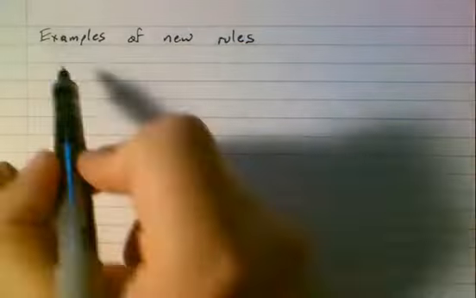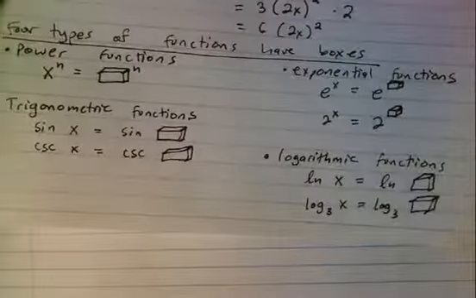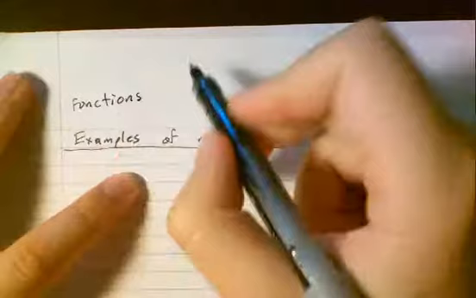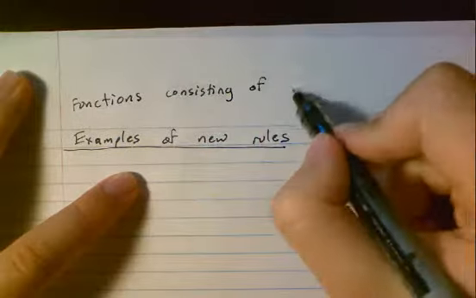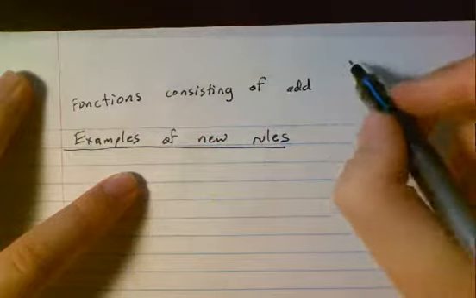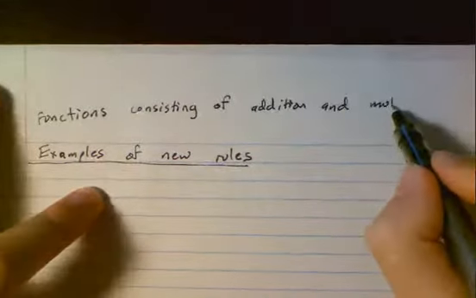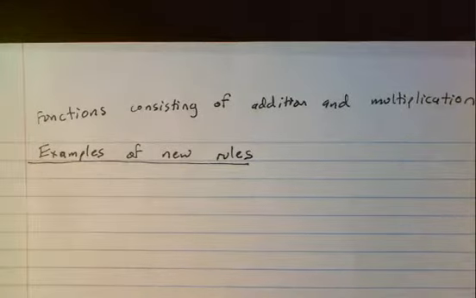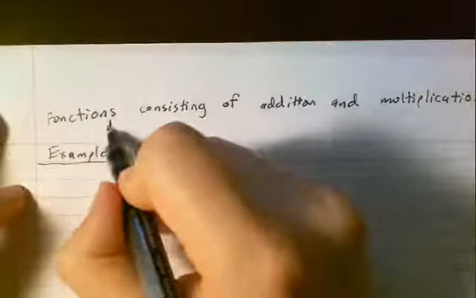Oh, one thing we should add in before we do this, looking back at these functions that got boxes on the previous page, I just want to add in functions consisting of addition and multiplication without any of the 4 types of functions that we saw here do not get boxes.